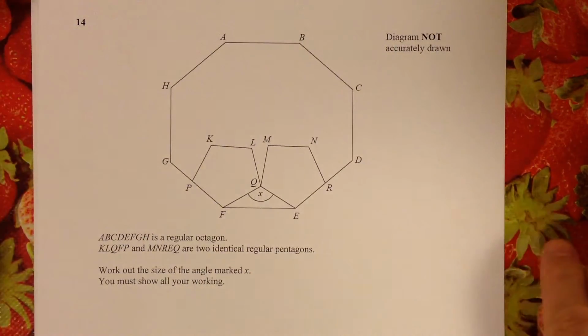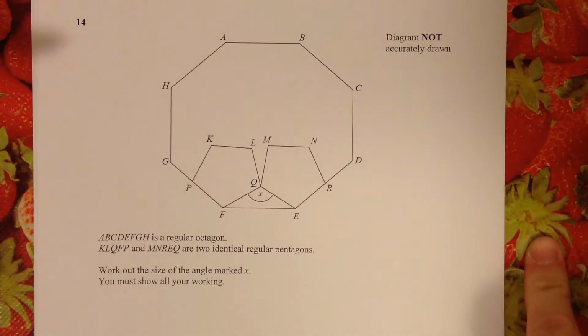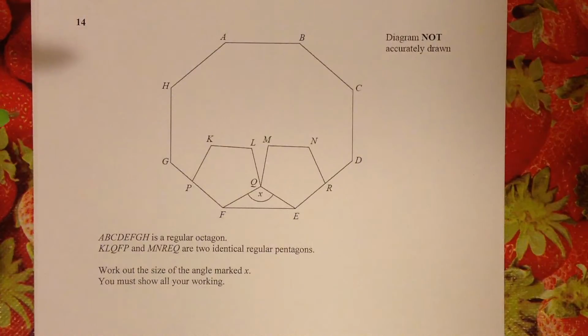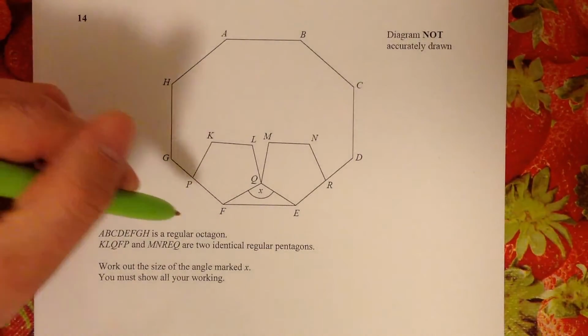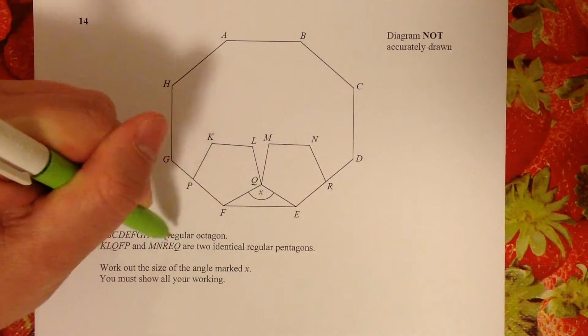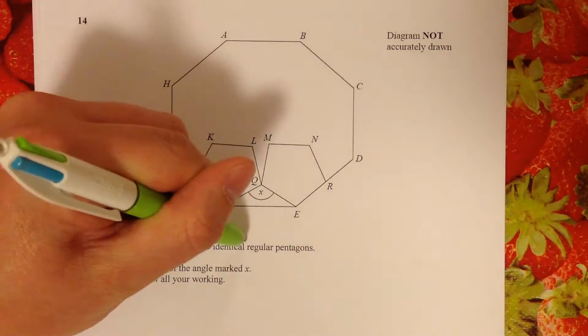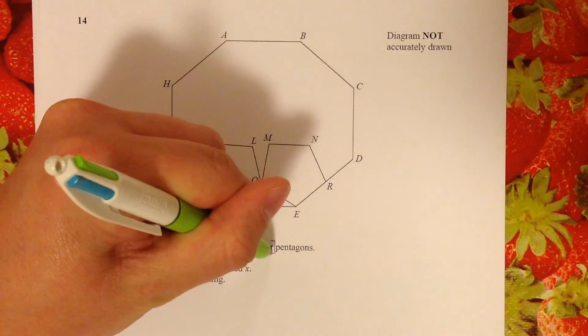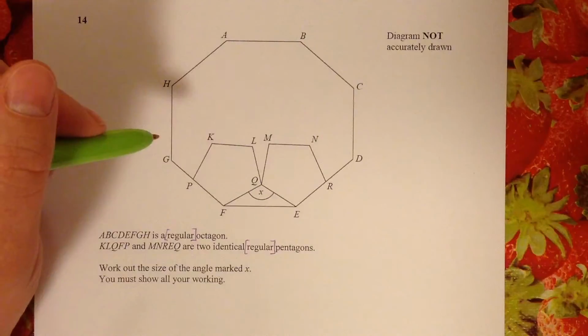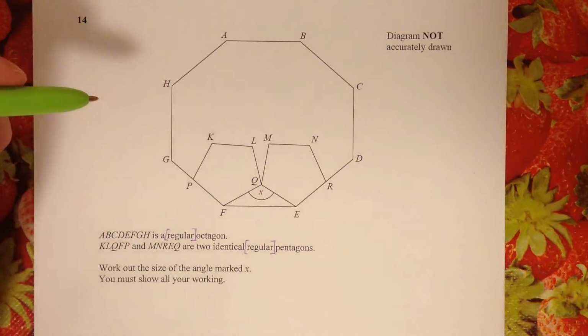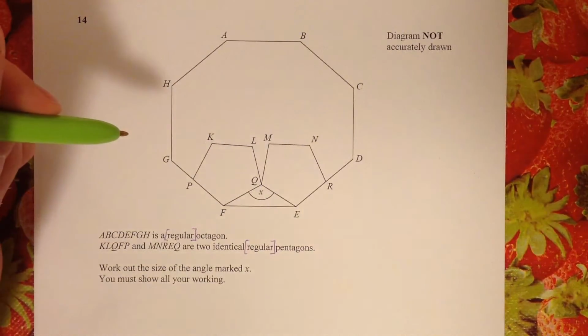Question number 14 here, and we have a question all to do with polygons. So the information here is really important, and the first key word that we need to tease out is that the polygons we're talking about are regular. And we remind ourselves that regular means that all of the sides are the same length, but importantly for this question, all of the angles are the same size.